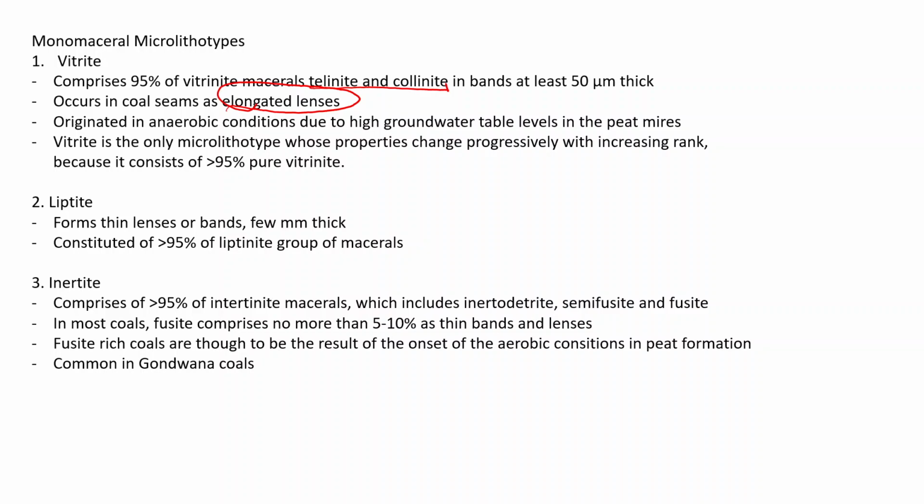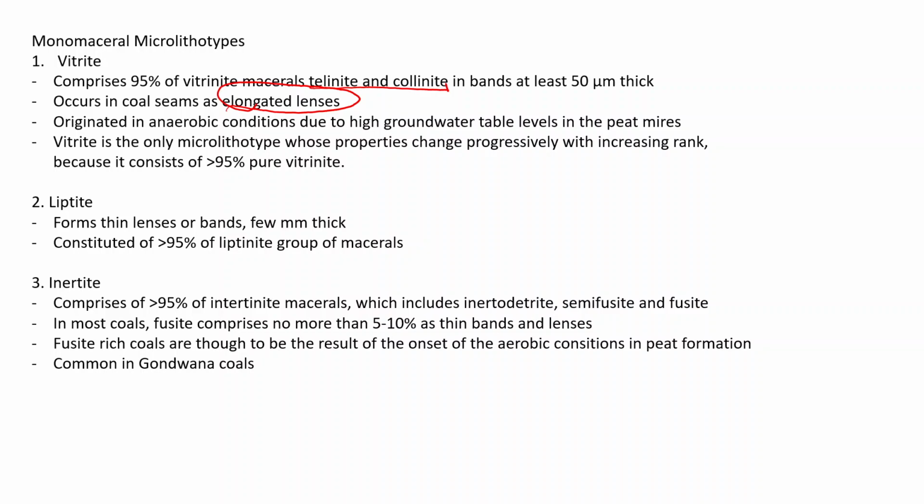So, as the rank of the coal progresses, this monomaceral microlithotype shows varying properties, with the increase in the temperature and pressure and the duration of the temperature and pressure. This microlithotype shows various reflectance values and changes in color. The liptite microlithotype forms thin lenses or bands which are quite a few millimeters thick. They are constituted of 95% or more of liptinite group of macerals.